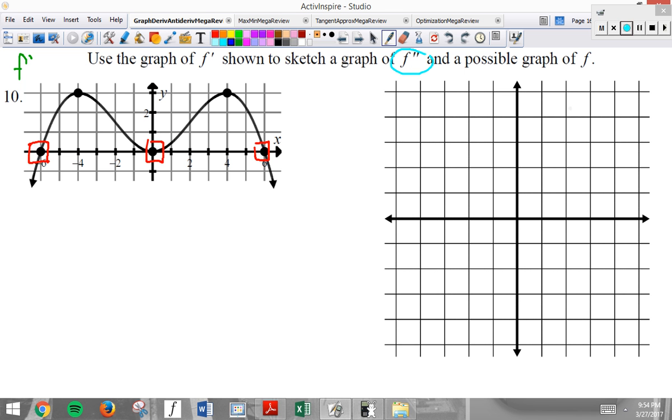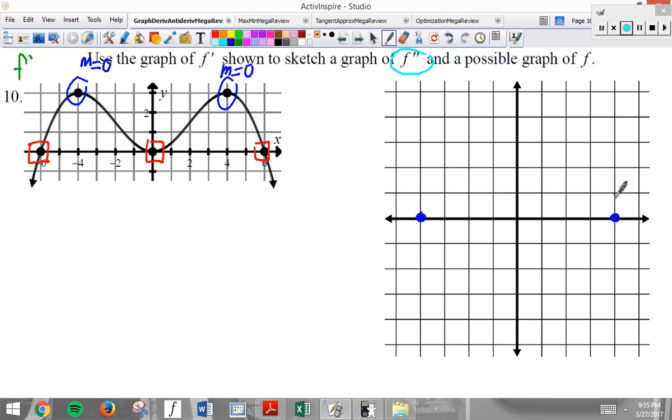But for my F double prime graph, those will be the most concerning, because those are the places where M equals 0. The slope of F prime is equal to 0. So this guy has x-intercepts. Oh, I'm just now noticing this doesn't have 6. It's very unfortunate. Oh well.